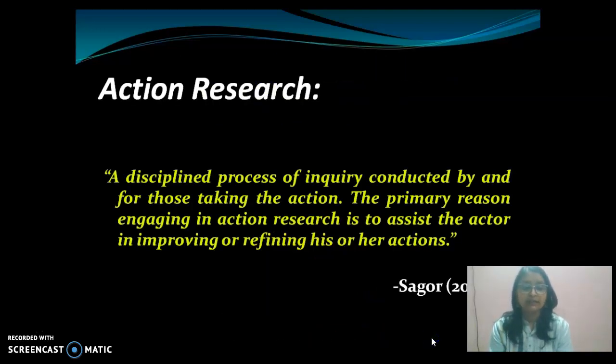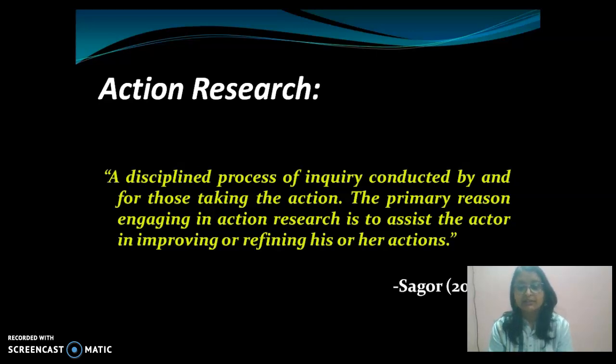So, we will take Sagor's definition regarding the action research. Sagor worked a lot in the field of action research. His definition is saying that a disciplined process of inquiry conducted by and for, remember, by and for those taking the action. It means action research can be conducted by the people who are working in that particular workplace. I cannot do action research in BHU or DU. I can do the action research in my workplace at Viswabharati.